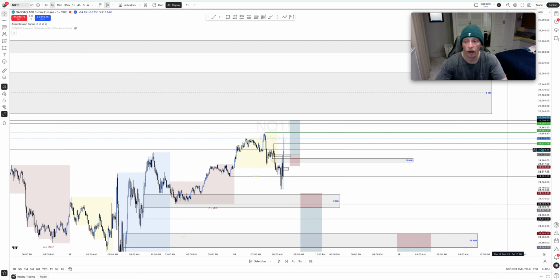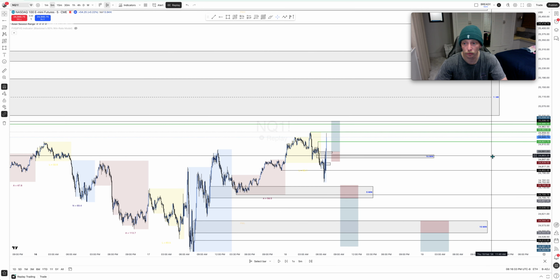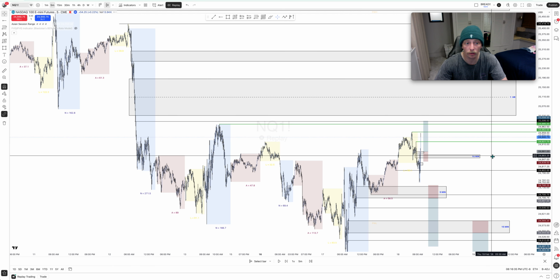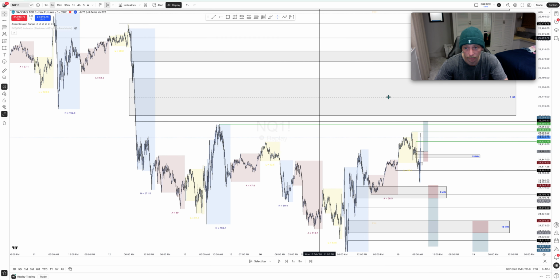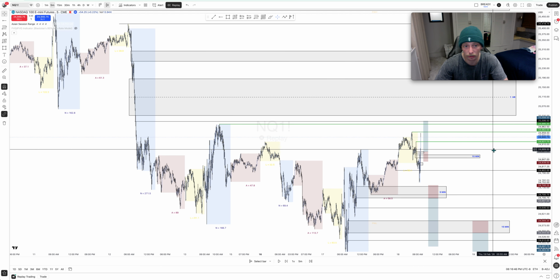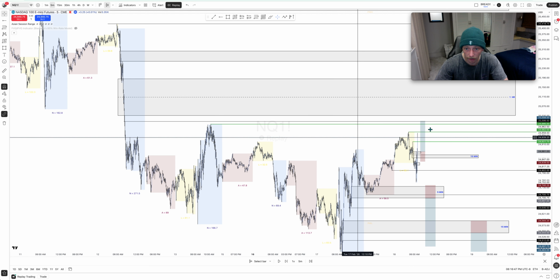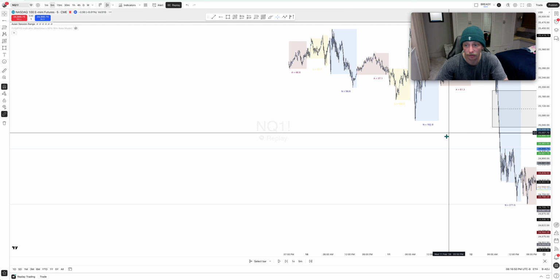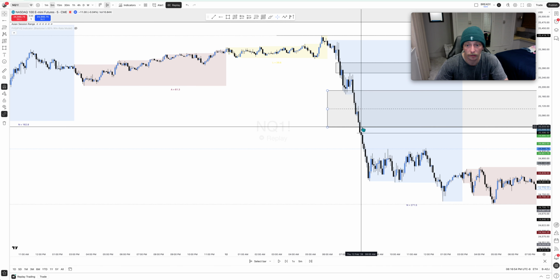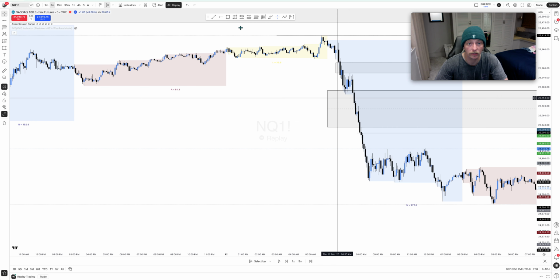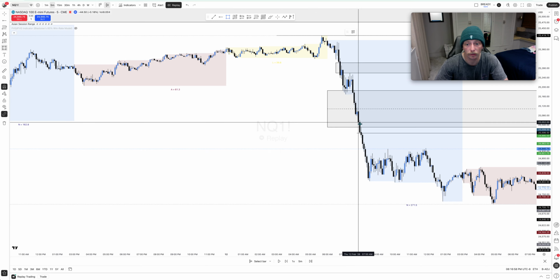And so what I was looking for was for price to tap into the 1 hour, at least hit the midpoint to look for a continuation higher, or to reverse off that to go lower. On top of the 1 hour, we have a 5-minute gap, not only right here, but right here. So I will just mark those out.